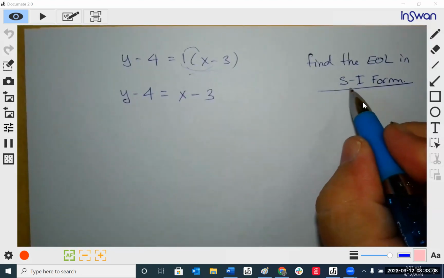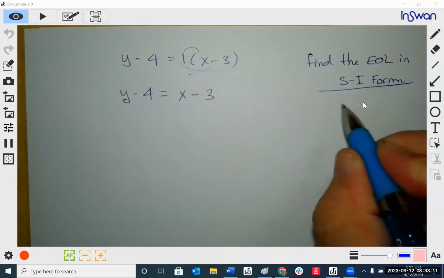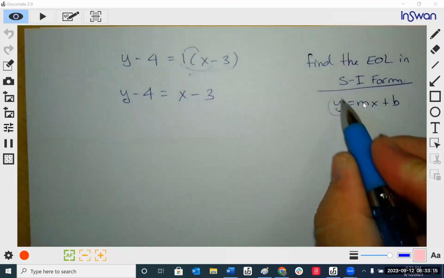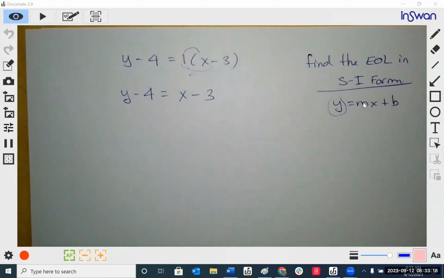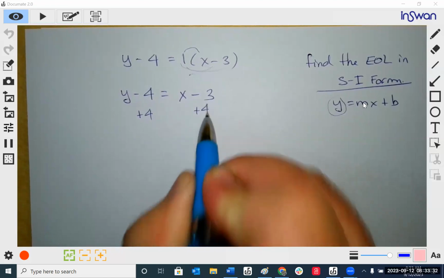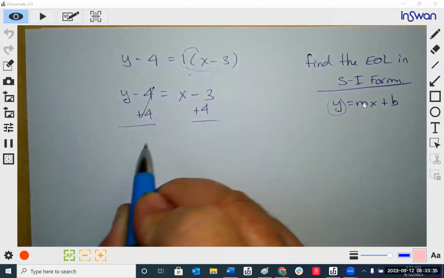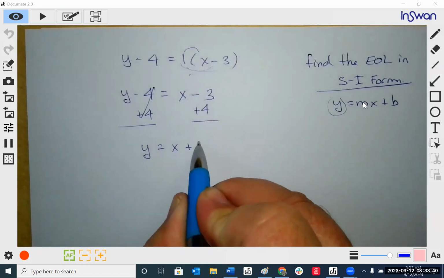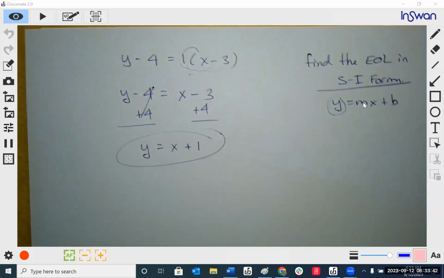What does slope-intercept form look like? Very good. In other words, we have to get y by itself. Again, knowing what you're looking for is half the battle. Because once you know what you're looking for, getting there is just moving things around. So how do we get y by itself? Add 4 to both sides. Very good. 4 is bigger than 3, so it's positive. 4 minus 3 is 1. And there you have it.